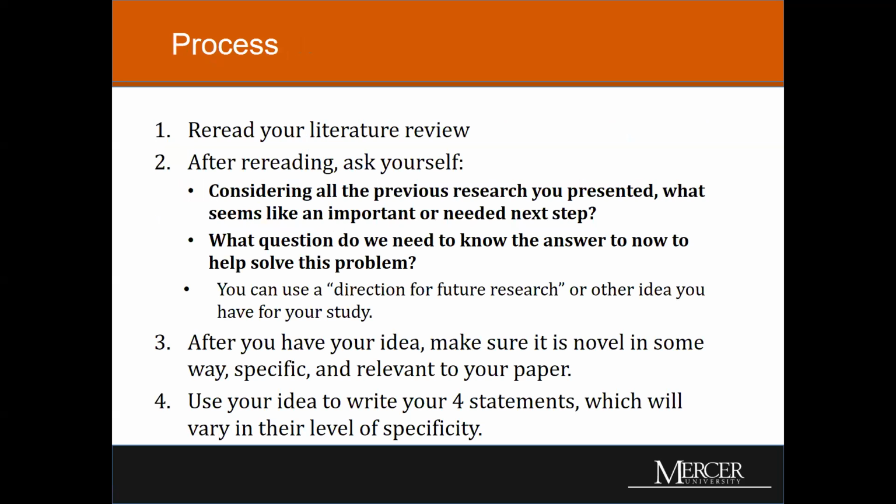So how do we start by coming up with these ideas and these 4 things? Well, the first thing is that you need to reread your literature review. After rereading it, with a focus on the last section being your conclusions, your directions for future research, considering all that you just read, ask yourself, what seems like an important or needed next step?